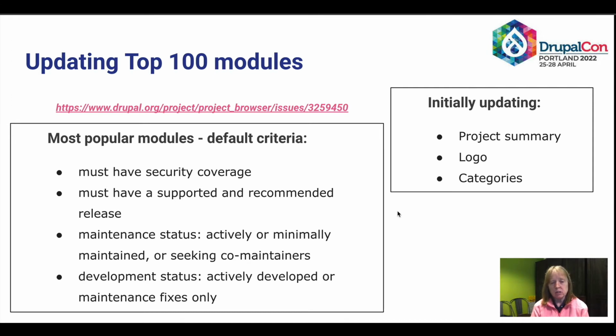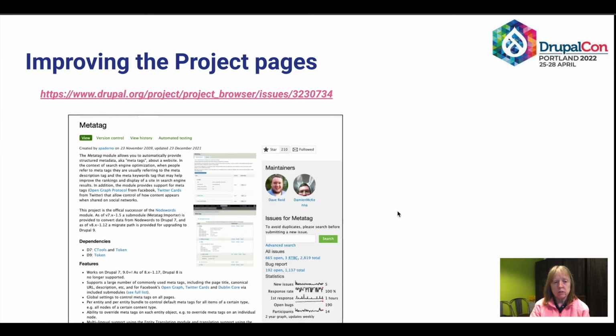On the card that is displayed for each module, we need a short description for what the module does in non-technical terms, a logo, and the categories that the module fits into. Improving the project pages on Drupal.org, the goal is to give module evaluators high-level information so they can make an informed decision. Making the project pages more consistent will help us with that goal.